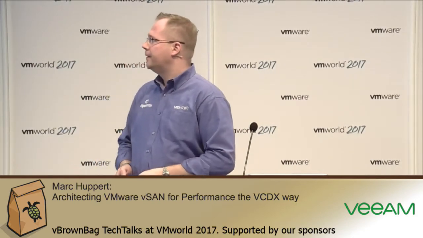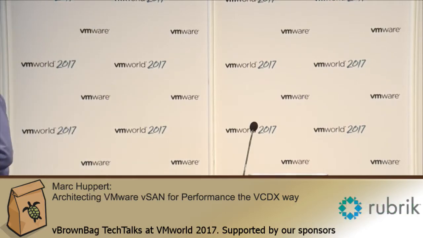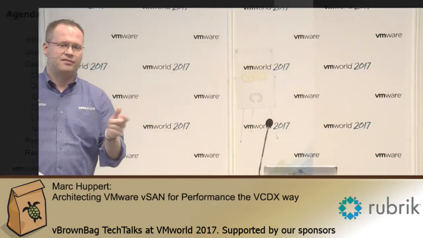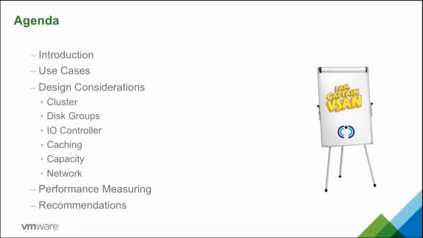Who I am, this is the official disclaimer. I've done this agenda for today. So introduction, going to give you a quick overview of the different use cases and different customer situations. And then we're going to kick in with the design considerations for vSAN, starting with cluster, disk groups, and then the most important part, the I/O controller, the caching tier, the capacity tier, the network, and then shutting the session down with performance measuring and recommendations.